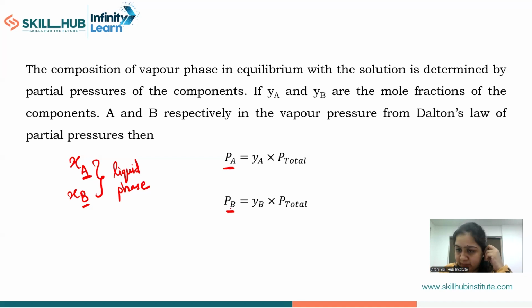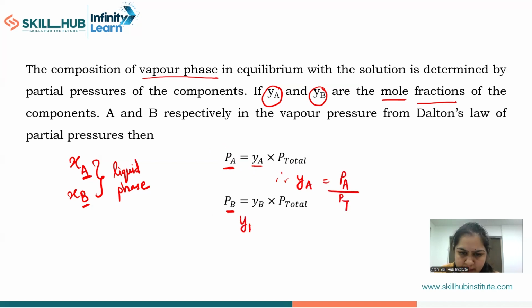So for the composition of A and B in the vapor phase, we use the letters YA and YB. Okay, so YA and YB are basically going to be the mole fractions of A and B, but in the vapor phase. And the formula for that is: partial vapor pressure of A is equal to YA into P total. So I can also write it as YA is going to be partial vapor pressure of A upon total vapor pressure. Similarly, for YB, I'm going to write partial vapor pressure of B upon P total.